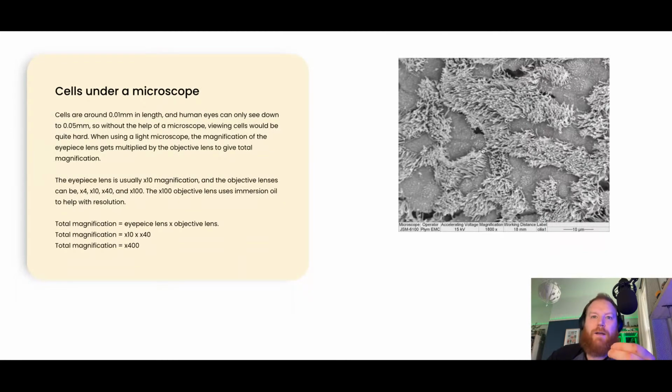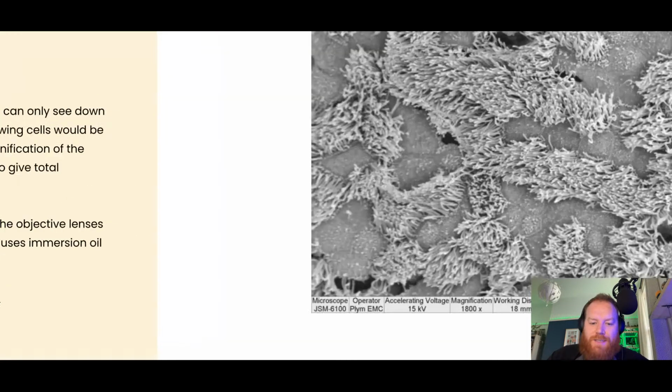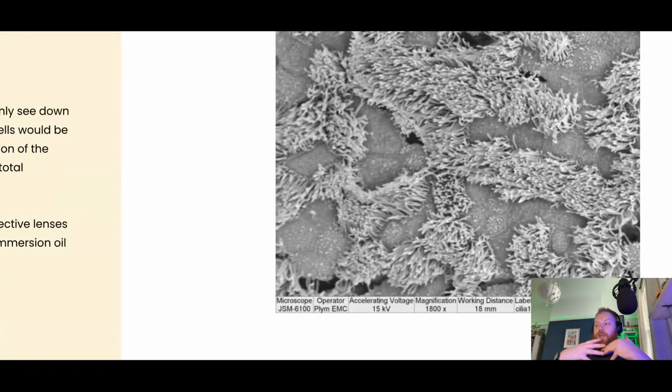Now, for those following on YouTube as well, what you're actually seeing here is a diagram of some cilia that I took when I was at university under an electron microscope. And with this, what you're seeing is all the little hairs that are used to actually move the mucus either up out of your lungs or moving the egg along the fallopian tubes as well.